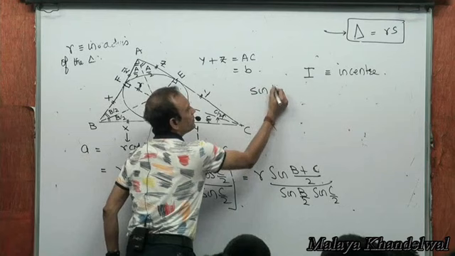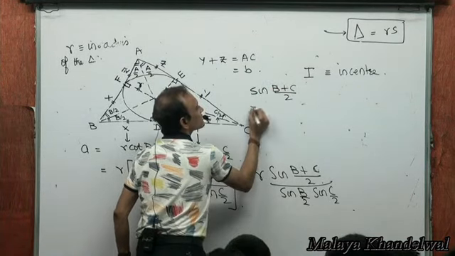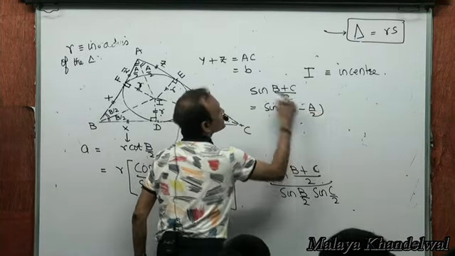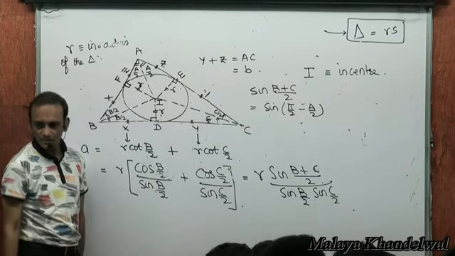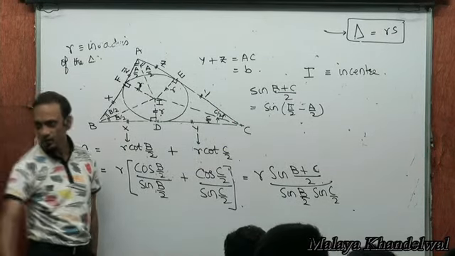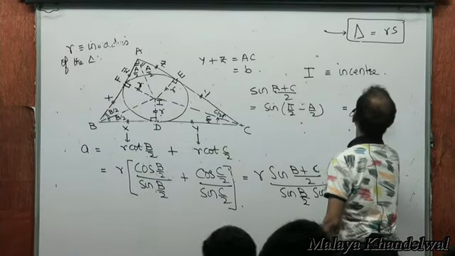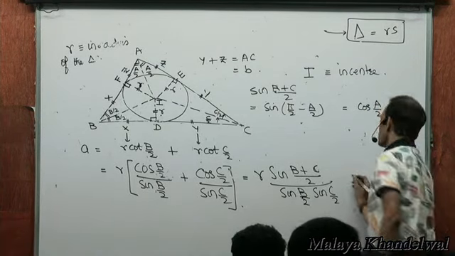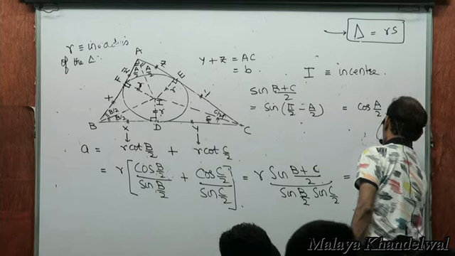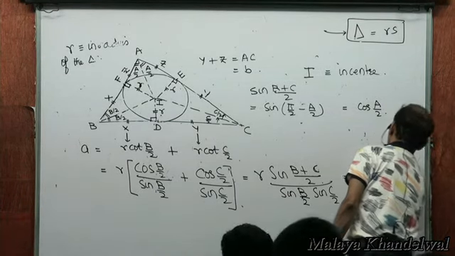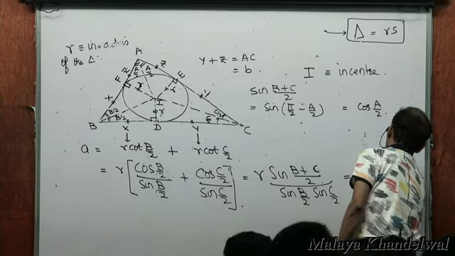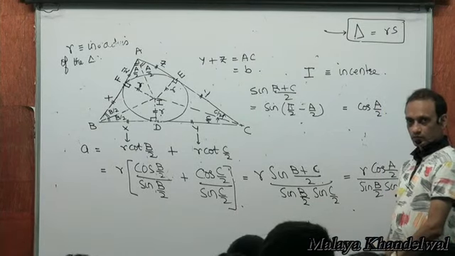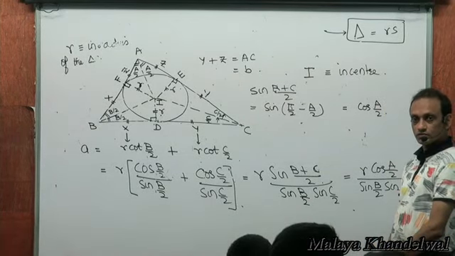Sin of (B plus C) by 2 is sin of (90 minus A by 2), isn't it? B plus C is pi minus A for a triangle, right? A plus B plus C is pi. So this is cos A by 2. So this is small r cos A by 2 divided by sin B by 2 into sin C by 2. Yes or no? Confused?